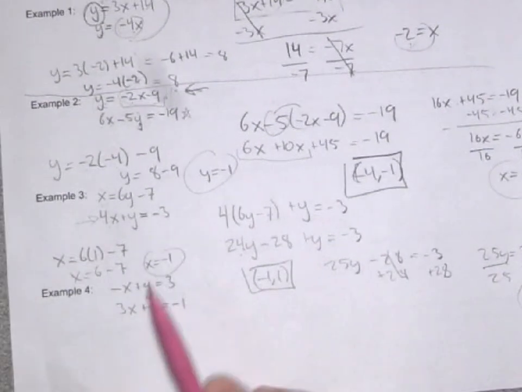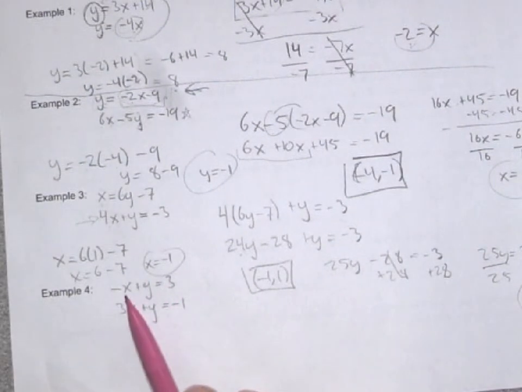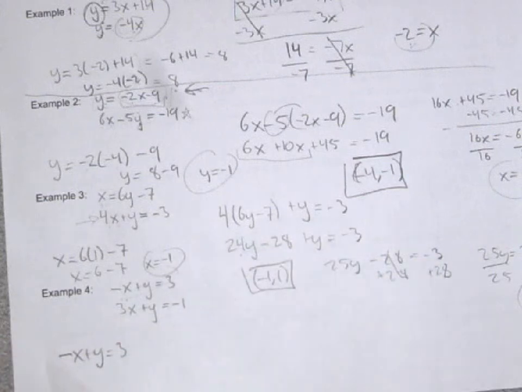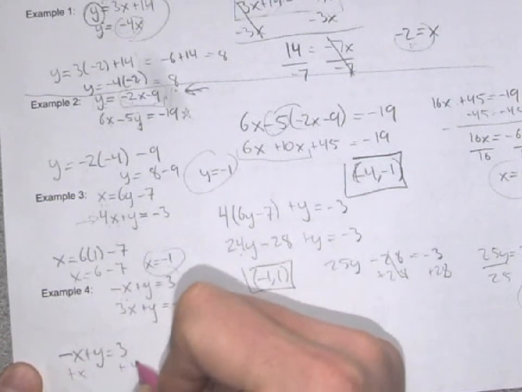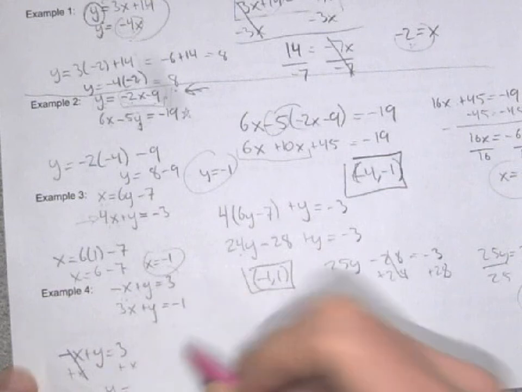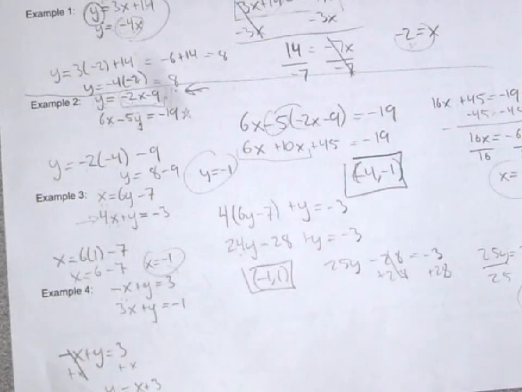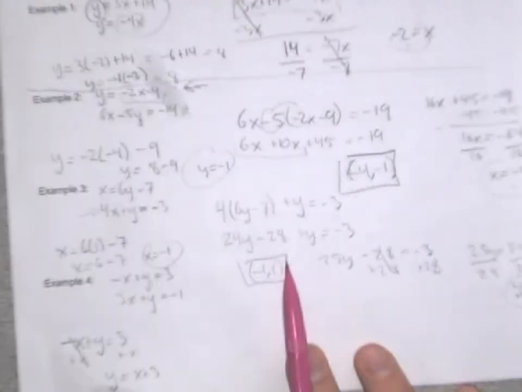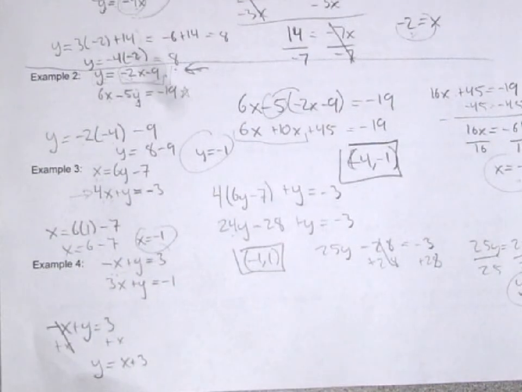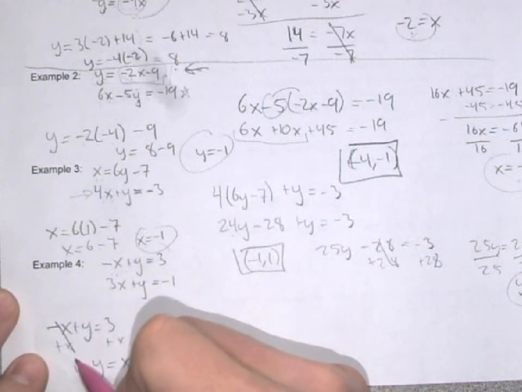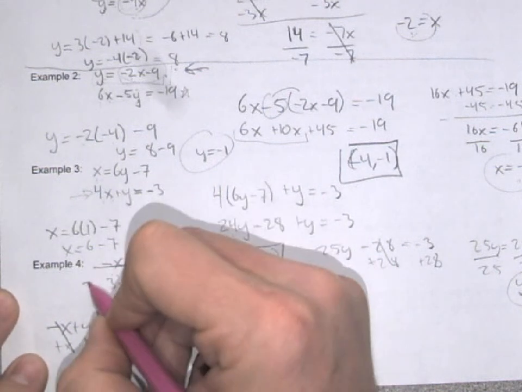You just pick what's going to be the easiest for you. In this case, I would probably solve the top one for y. I would get y by itself. If I have negative x plus y equals 3, I'm going to add x here and here, and y equals either 3 plus x or x plus 3. So I just rearranged it. Solving a literal equation, you're just rearranging the variables. That's all we're doing. So this is now equation 1 right here, and this is equation 2.